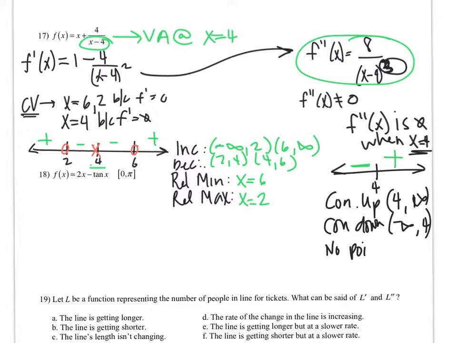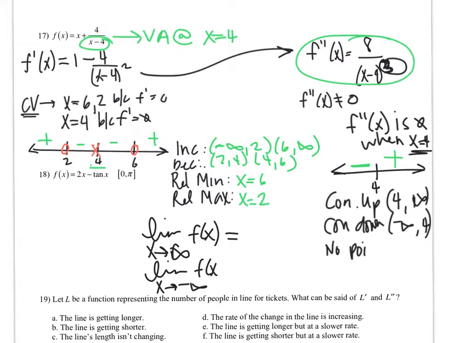Because f of x is undefined at x equals 4, so no point of inflection. And we do have, like I said, a vertical asymptote at x equals 4. They do want us to check end behavior, so the limit as x approaches infinity of f of x. I'm going to check the limit as x approaches negative infinity of f of x.